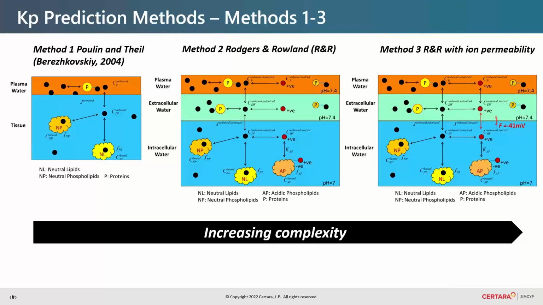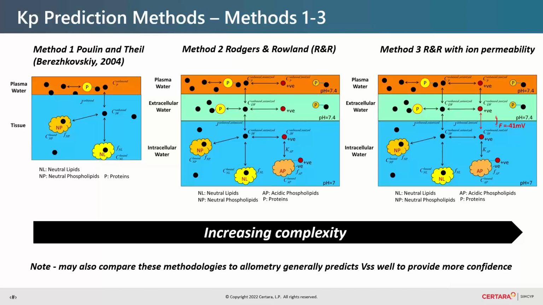There's a bit more increasing complexity as you go from left to right, but really the input data is the same. So you're using information about the physicochemical properties of the compound for prediction. Usually, for a compound, you would try all three methods and then see which one best describes the data in the clinical species and use that for the human situation.